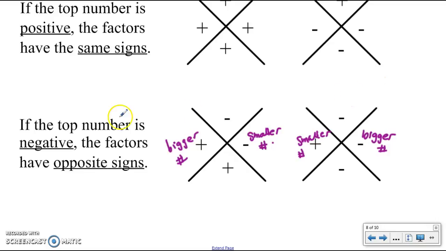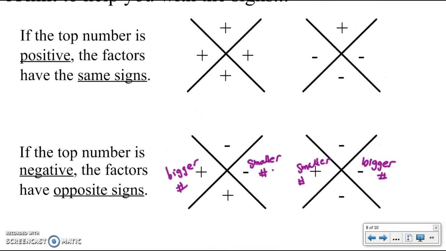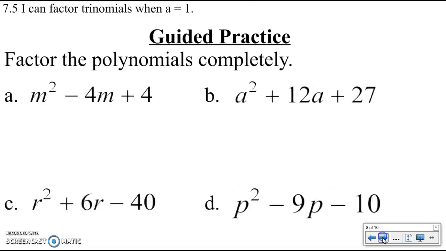Okay, just to help you out a little bit. So if the top number is positive, the signs are the same. If the top number is negative, then there's one of each, and you have to figure out the bigger number. So go ahead and try the guided practice problems. If you have any questions, raise your hand and let us know, and we will come help you out with those. Once you've finished, have them checked, and we will give you your homework.